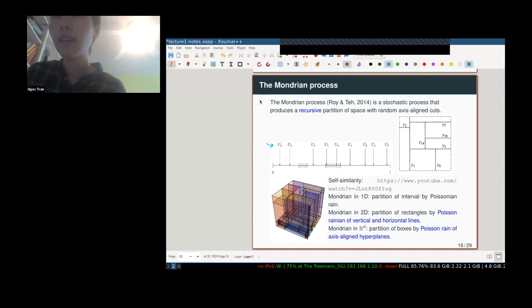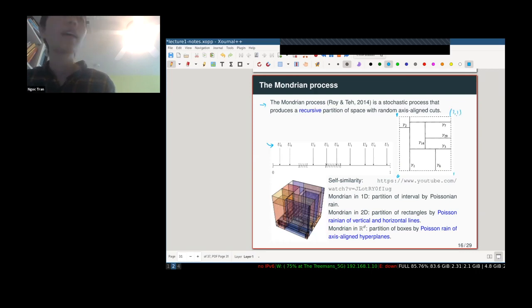So this idea was taken up by Roy and Teh, 2014, and they came up with what's called the Mondrian process. This is basically a generalization of the Poissonian range to any dimension. It's a stochastic process that produces a recursive partition of space with random axis-aligned cuts. In one dimension, my cut is just a point, so I get the Poissonian range. But in higher dimensions, it looks like this. I start with a square, say the [0, 1] square.